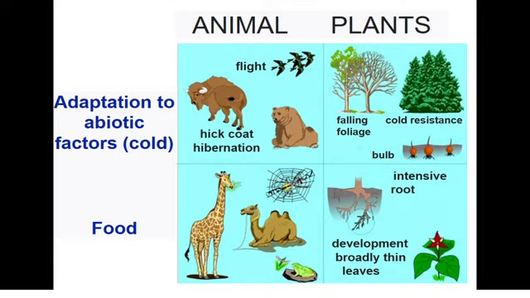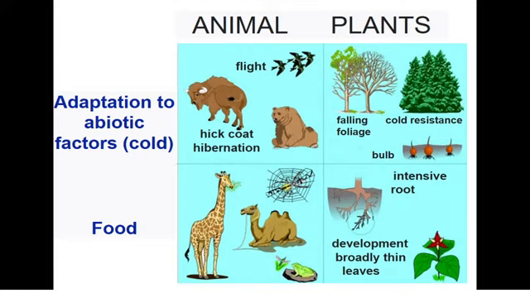The next abiotic factor, the main factor for animals, for plants, for humans, is food. And in the pictures you can see how adaptation changes for different types of animals. For example, the giraffe. They have a long neck to take leaves which are very high.